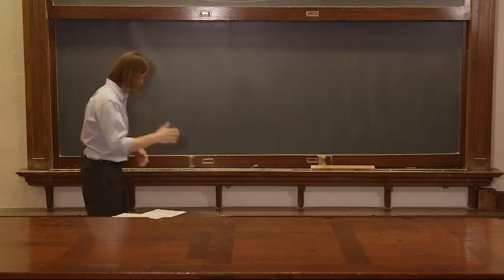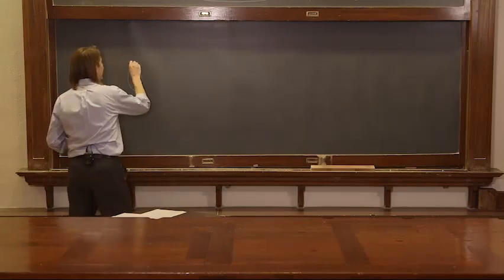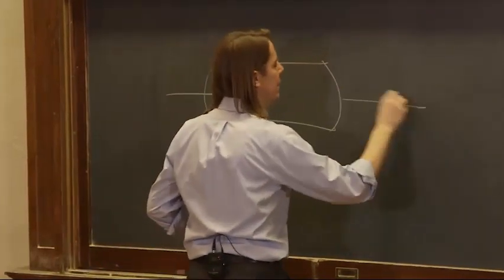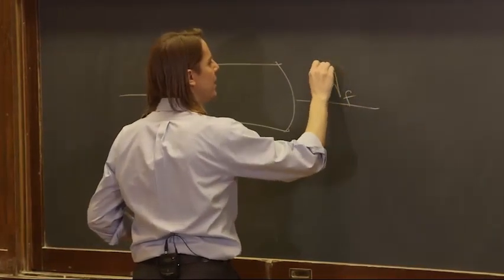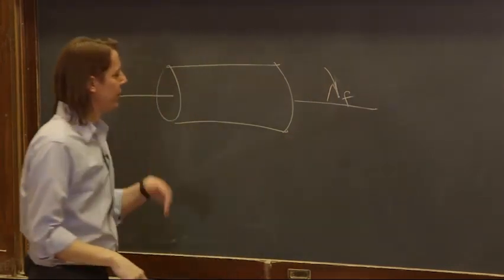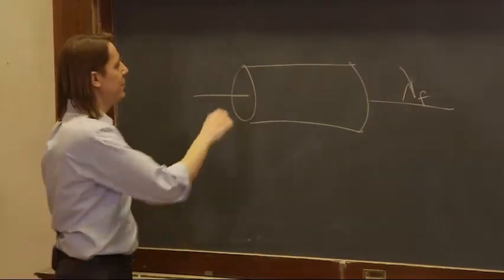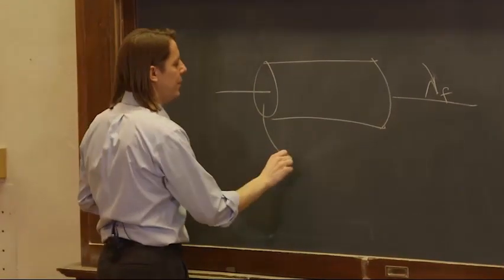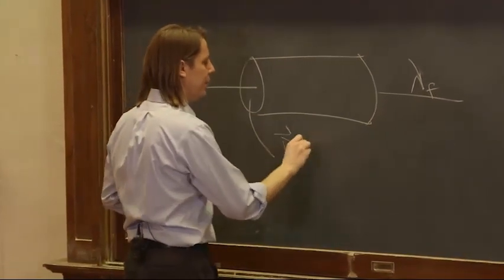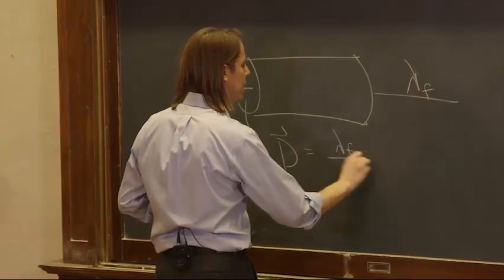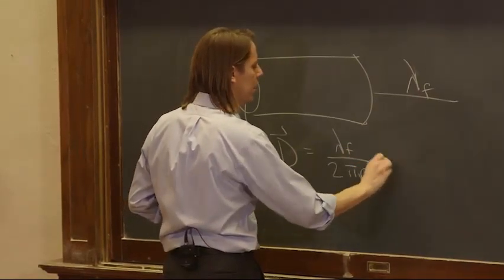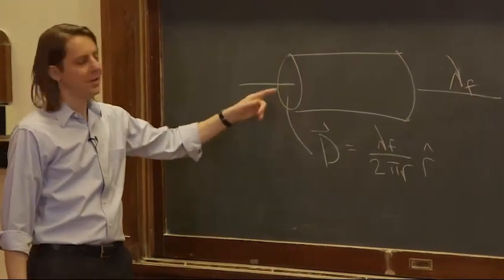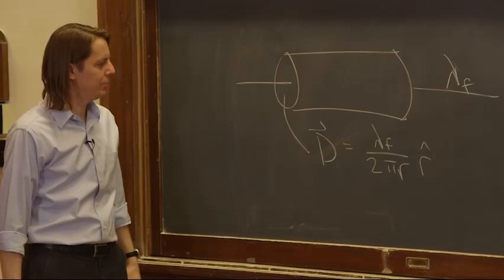I forgot to finish the example. We did all that work, and I forgot to finish it off. So we had, let's see, a wire with lambda free charge density on it. We had this dielectric material making a ring around it, and we calculated the displacement field was lambda free over 2 pi r r hat from Gauss's law. And of course, it's the same outside and inside. That's what the displacement field is useful for.